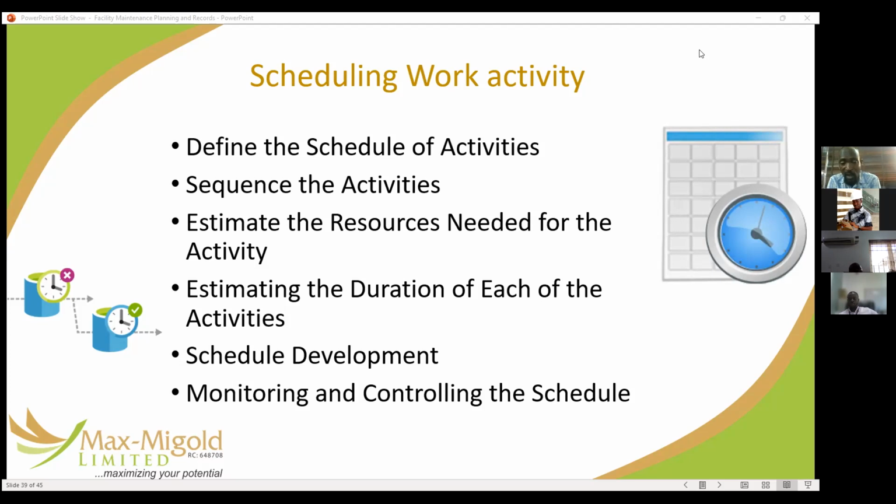So that's why you see in some companies they have a maintenance planner and they have a schedule planner as well. These two people do the job separately. The maintenance planner plans how to do the work, and the job of the scheduler is to sit down and schedule how the work is going to be done.